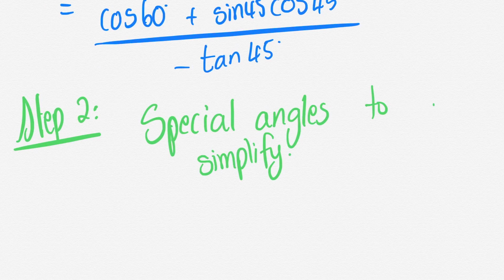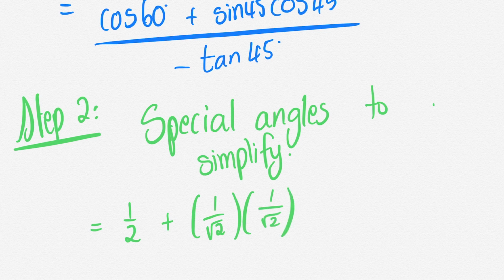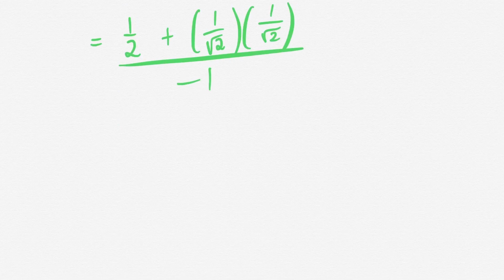Okay, so what is cos 60? If you can remember, cos 60 is a half. So that one you can just put straight down. You've got sine 45, which is 1 over root 2. Cos 45 is 1 over root 2. Multiply those two together and you get 1 over 2 in total. And on the bottom you've got minus 1. This tan of 45 is always going to be 1.